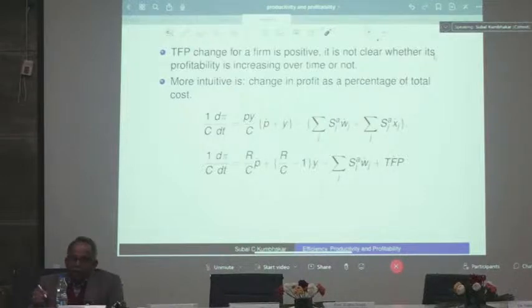And the other thing is that, look, TFP change, I showed you that TFP change requires econometric estimation. Okay, because if you are interested in the components, right?